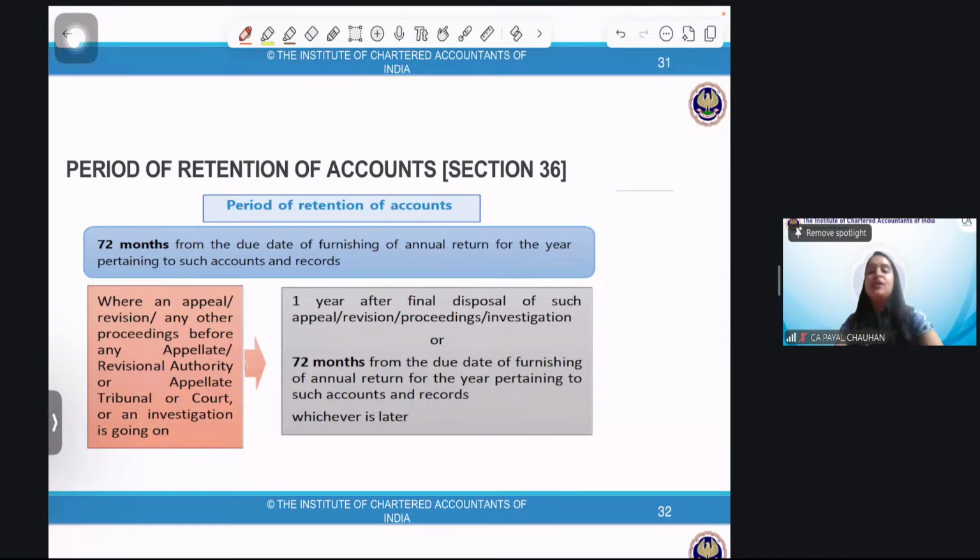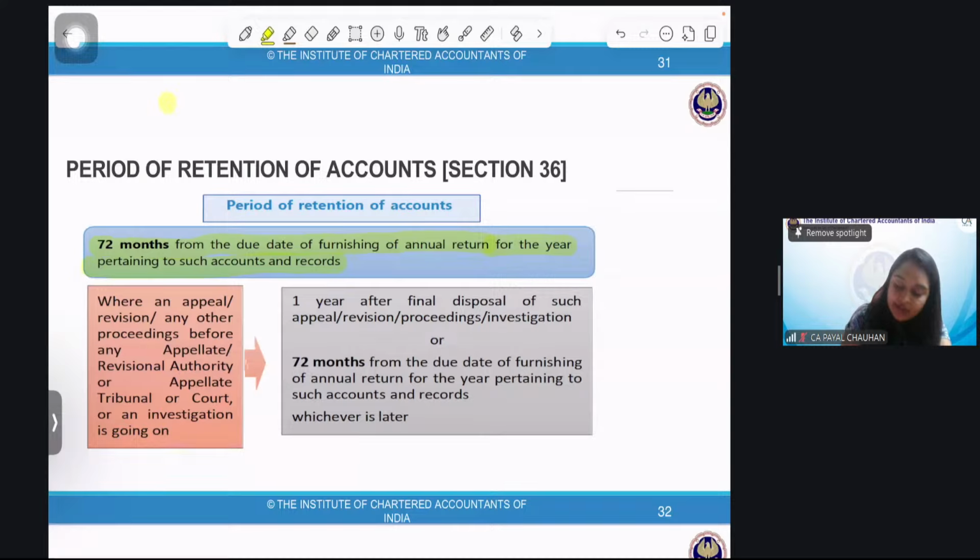Perfect, everyone. Now, the last section, section 36, period of retention of accounts. Till what time we need to retain the accounts. So, 72 months from the due date of furnishing the annual return. Who will tell me what is the last due date of furnishing annual return? Perfect, 31st December, for the year pertaining to such accounts and records. Whatever accounts and records, perfect. 31st December of the following year.